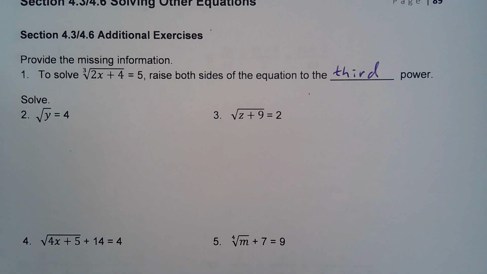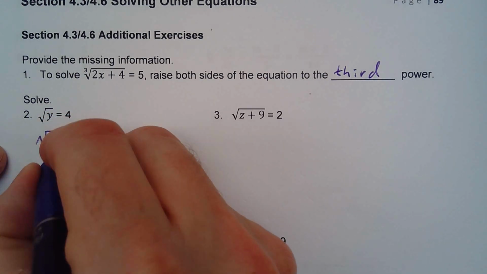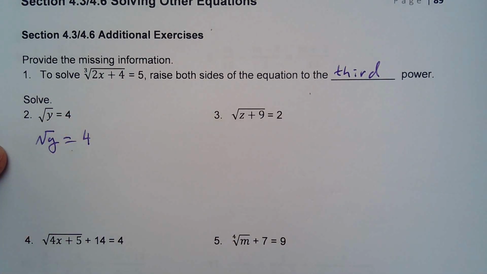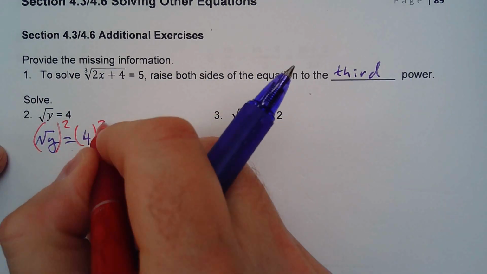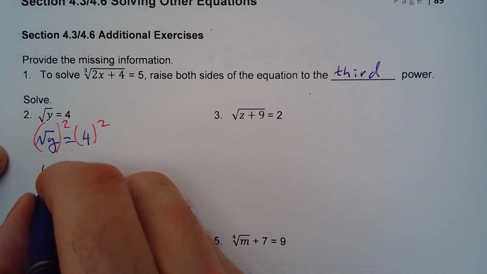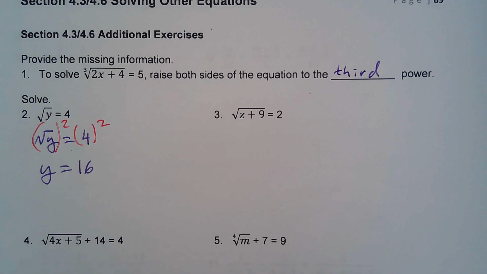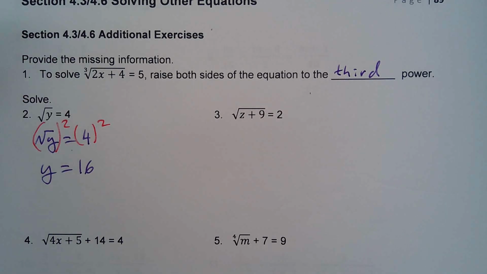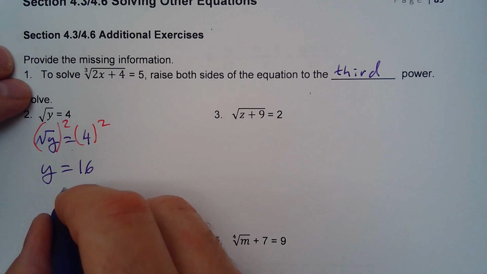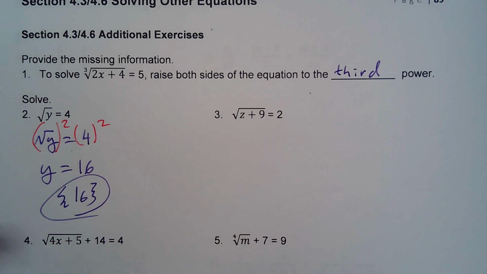So if I want to solve number 2, I need to square both sides. That gives me y equals 16. And then I need to check it. If I take the square root of 16, that's 4. 4 does equal 4, so that checks. So that one's good.